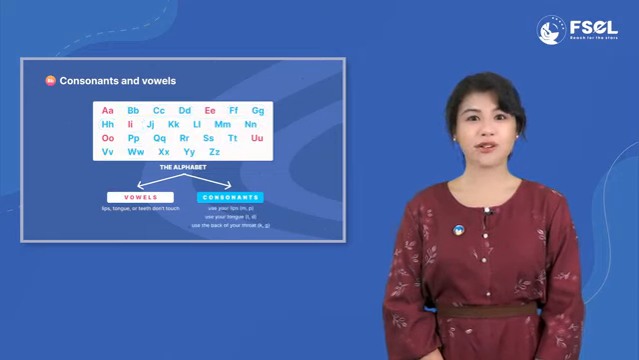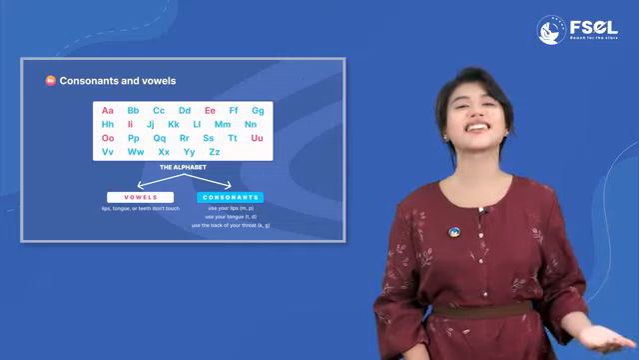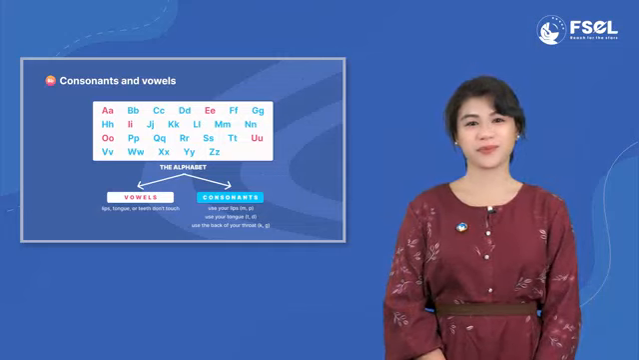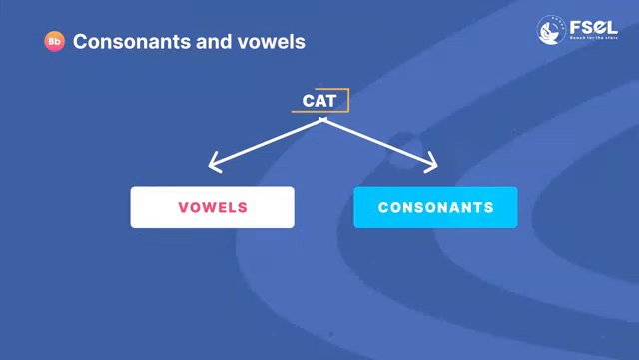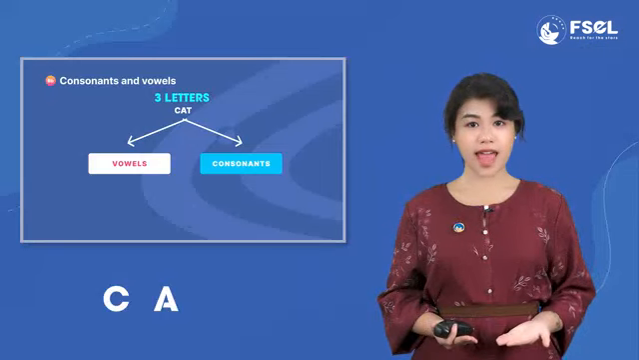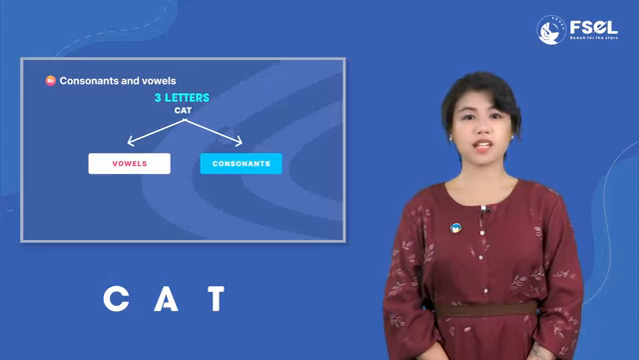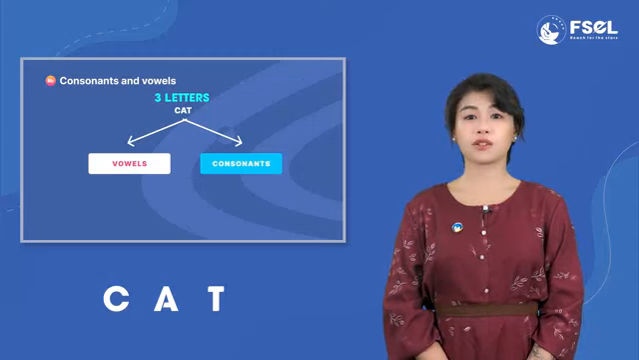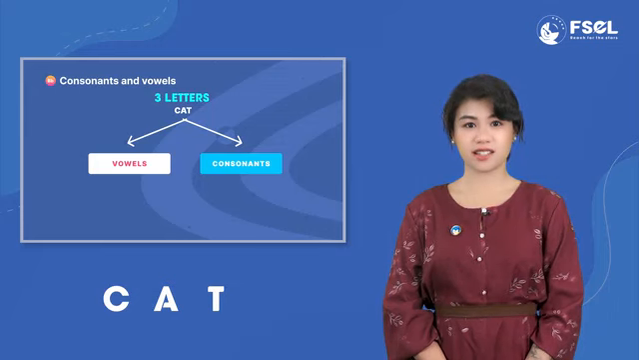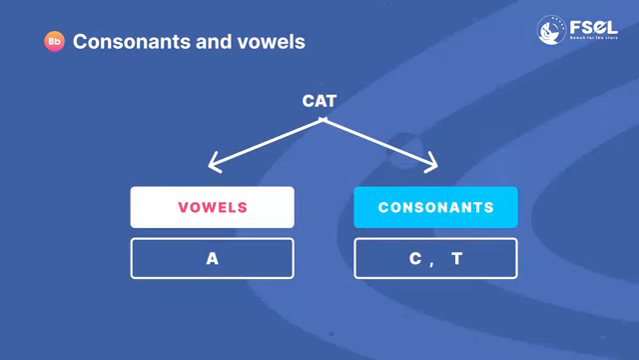Now, let's look at more examples of consonants and vowels. The word cat has 3 letters, C, A, T. 1 letter is a vowel. 2 letters are consonants. The letter A is a vowel. The letters C and T are consonants.